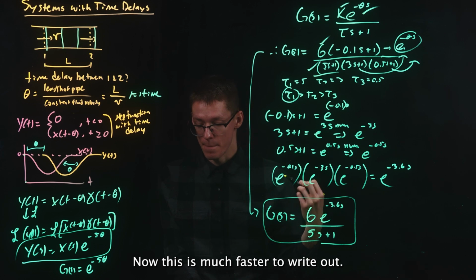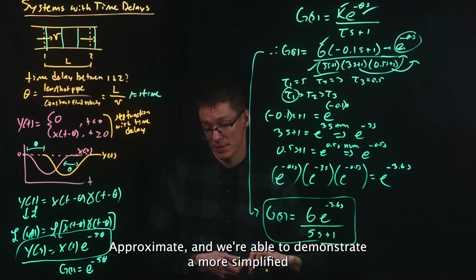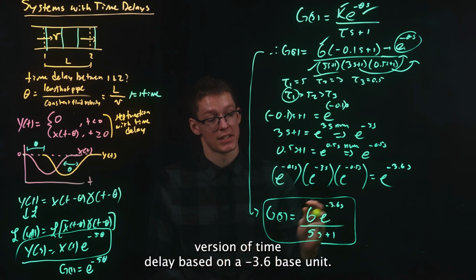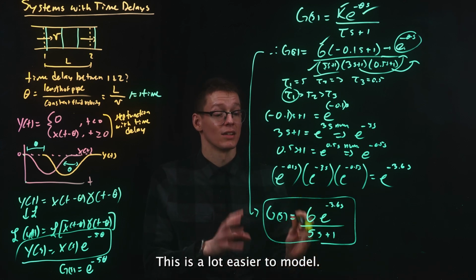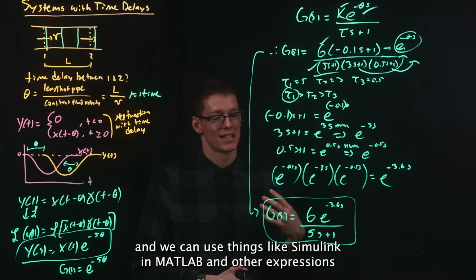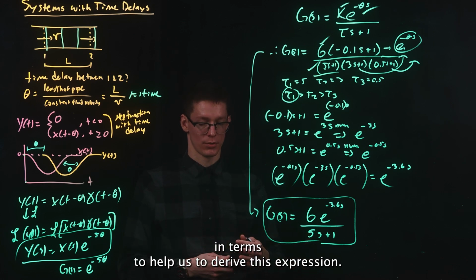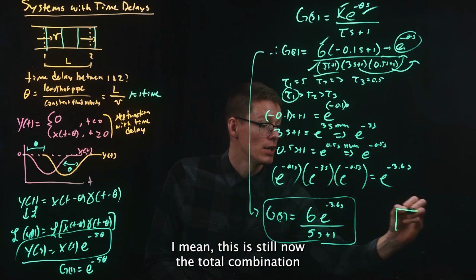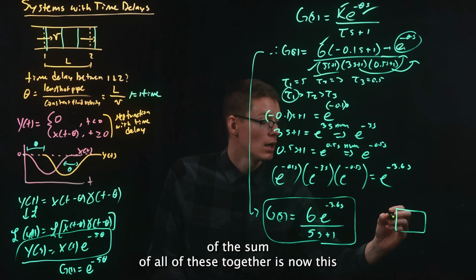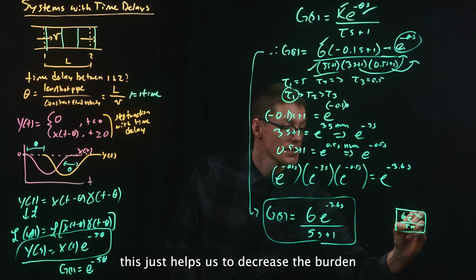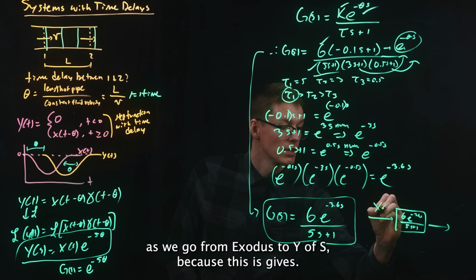Now, this is much faster to write out. It is much faster to approximate, and we're able to demonstrate a more simplified version of time delay based on our minus 3.6 space unit. This is a lot easier to model. It's always going to be faster to model this computationally, and we can use things like Simulink in MATLAB and other expressional terms to help us derive this expression. But this is still our transfer function. The total combination of the sum of all of these together is now this. This just helps us decrease the burden as we go from X(s) to Y(s), because this is G(s).